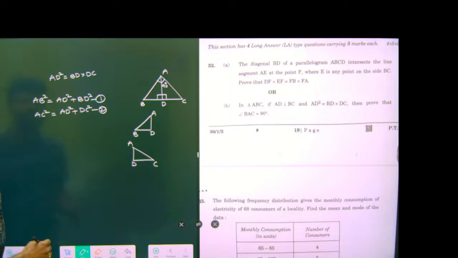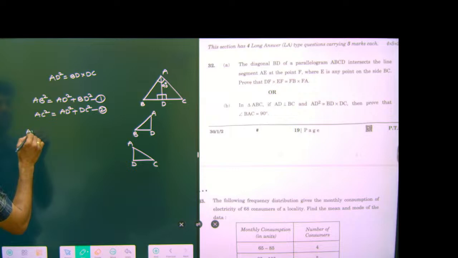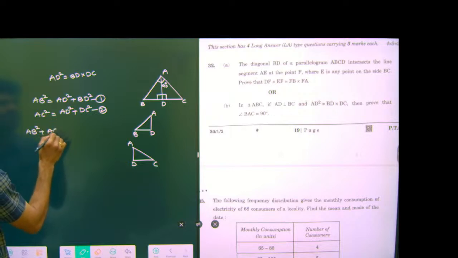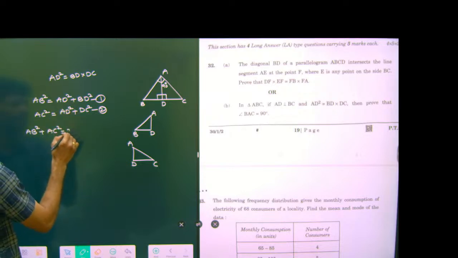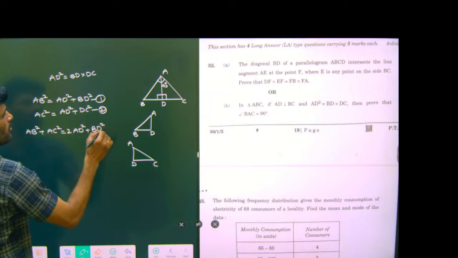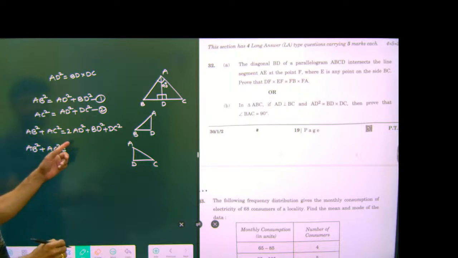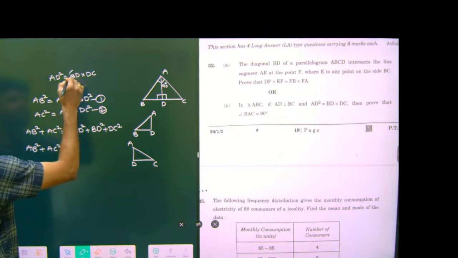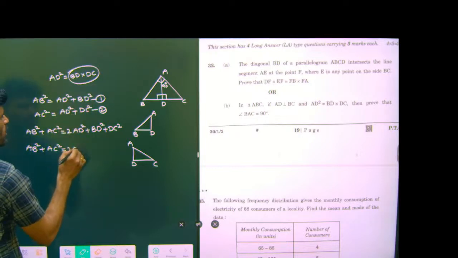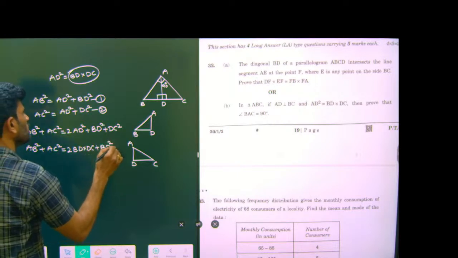Now we add both, then what we get? AB square plus AC square is equal to AD square plus AD square, 2 times AD square, plus BD square plus DC square. Hope you all understood this. Now after that, AB square plus AC square is equal to 2 into AD square plus BD square plus DC square. What is AD square? AD square is BD into DC. We will substitute that here: 2 into BD into DC plus BD square plus DC square.